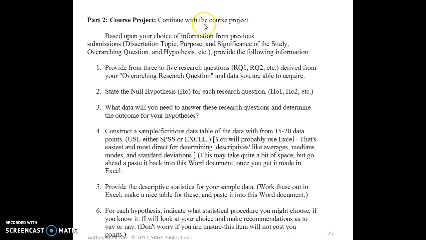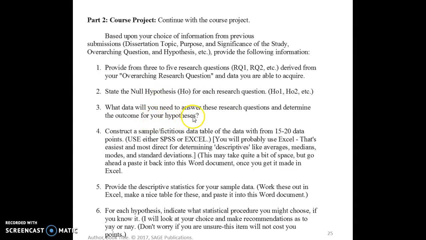Part 2 of the course project, you're going to continue with the course project. Based upon your choice of information from previous submissions, your dissertation topic, purpose, significance of the study, all of that stuff you've been doing, overarching questions and hypotheses, you're going to provide the following information. You're going to provide 3 to 5 research questions that you're going to draw from the overarching research question. I'll show you how to do that in a minute. And you're going to state 3 or 4 null hypotheses, because there's more specificity when you get to this point than the overarching null hypothesis.